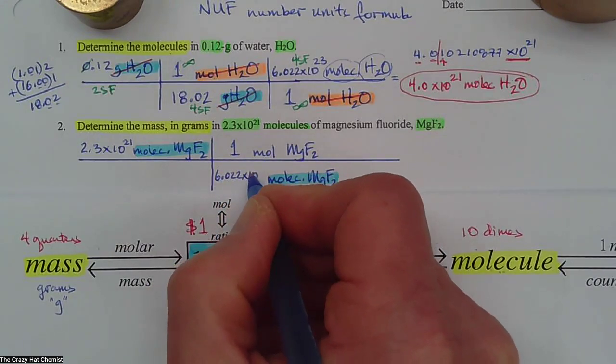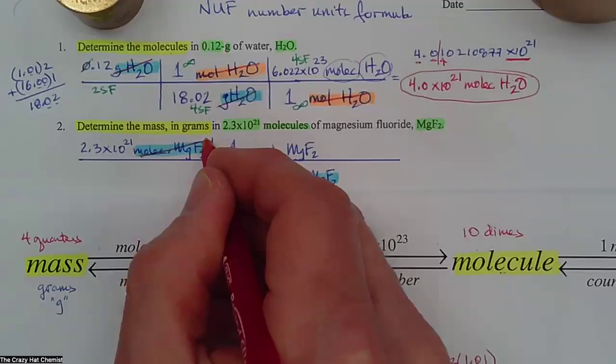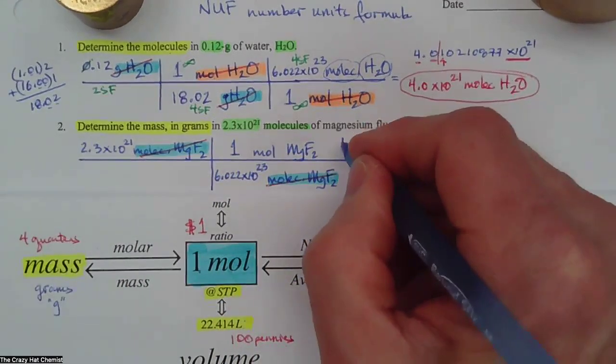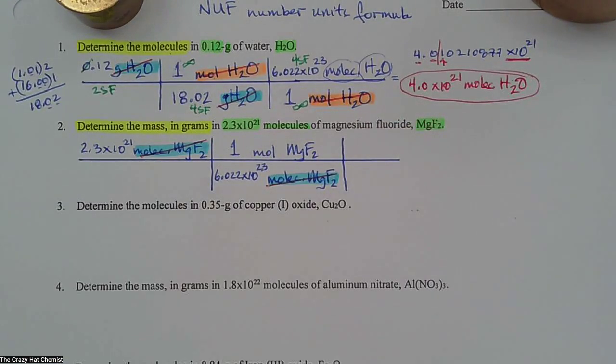6.022 times 10 to the 23rd. Excellent. You guys are doing a fantastic job. Now you realize when you do this, you're going to cancel out the molecules of MgF2. That's perfect. And then what we're going to do is do a vertical stop between this and the next term. Let's pull this away so it's a little bit less crowded.